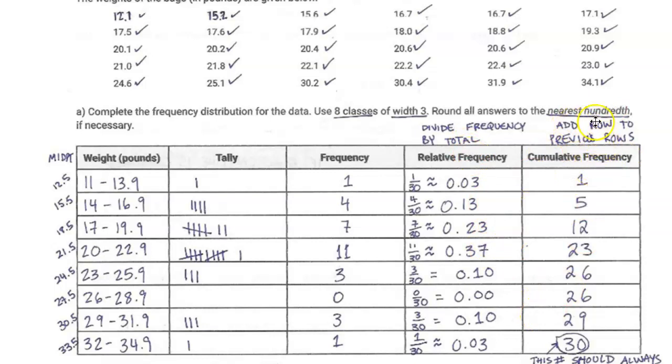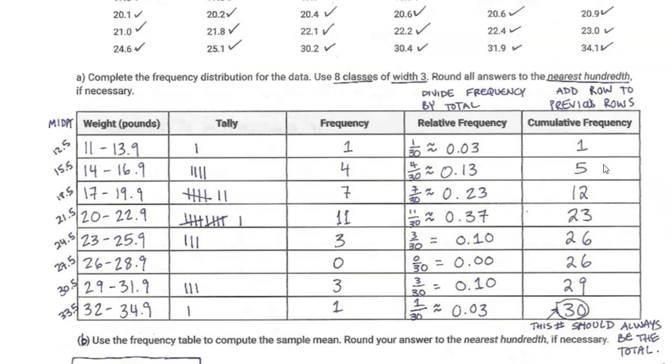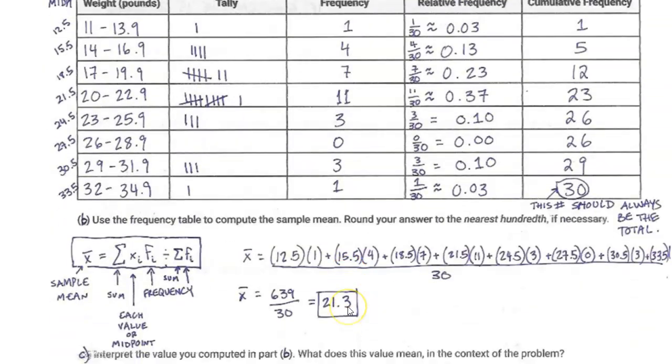Cumulative frequency is adding the row to the previous row. So for example, I know that this cumulative frequency is 1 because the frequency over here is 1 and there are no rows above it. However, this cumulative frequency is 5 because this frequency here is 4 and I'm adding it to all of the frequencies above it. This one here is 26 because I'm adding 3 to 11 to 7 to 4 to 1. Cumulative sounds like accumulate, and cumulative should be gathering together all of the values at that row and all the rows before it. Notice that this value here should always be the total because this is the last row. 30 is equal to all of these other frequencies added together.